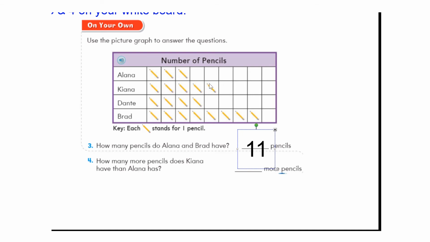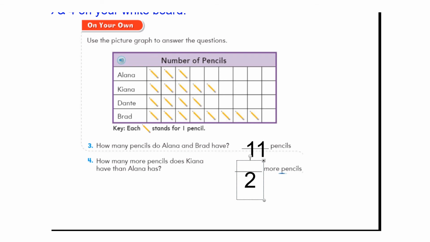How many more pencils does Kiana have than Elena? Well, here's Kiana, here's Elena, and then you see the 2 extra. After these 2 match up with 3, there's 2 extra here. And I'll put a 2 right there.